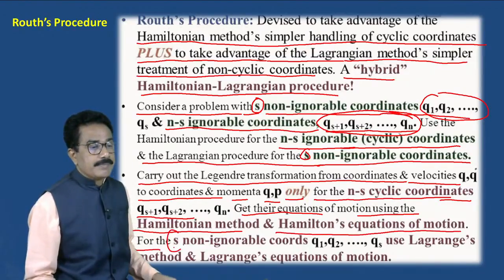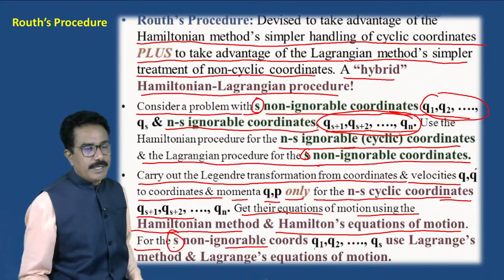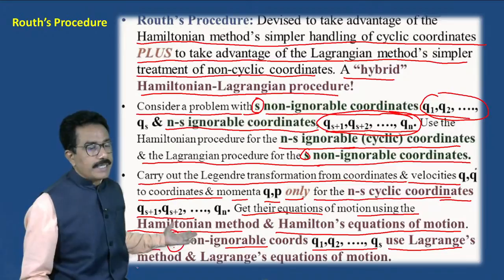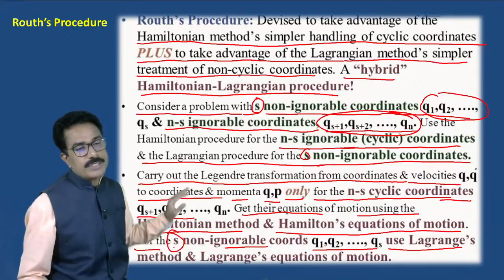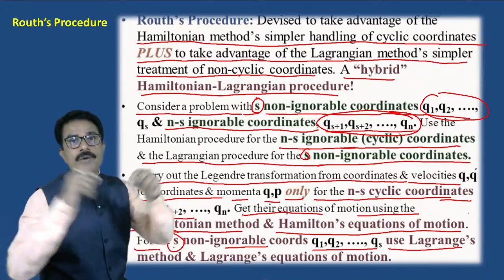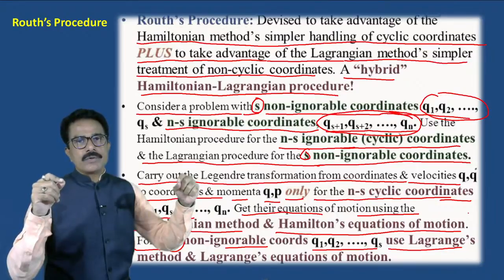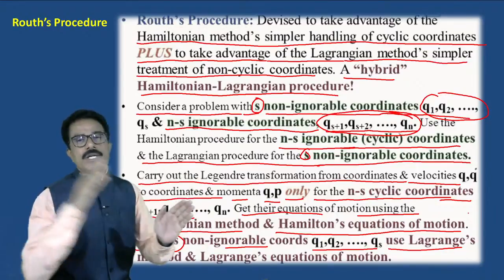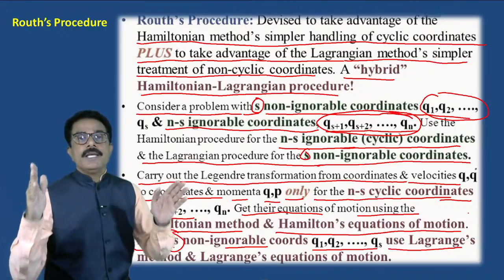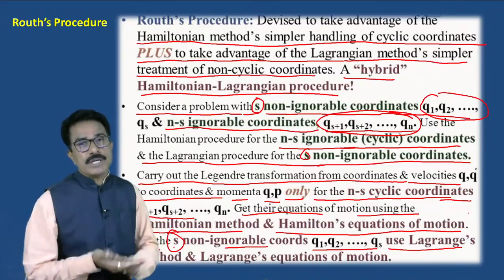For the s non-ignorable coordinates q1, q2, q3 up to qs, we have to use Lagrange's equation of motion, and for the ignorable coordinates we need another method. That means we have to use two different methods. If from q1 to qs there are s non-ignorable coordinates, and from s plus 1 to n there are ignorable coordinates, then we have to use two procedures for finding the equation of motion.